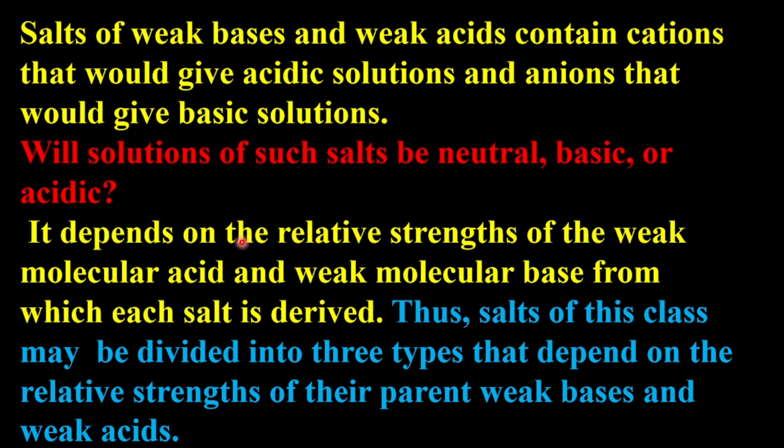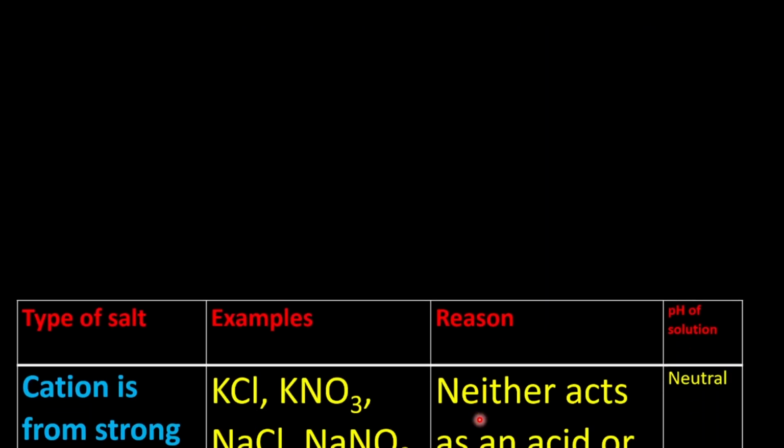It says that it depends on the relative strength of the weak molecular acid and weak molecular base from which each salt is derived. So it depends on the pair. So if you have a weak acid, if you have a weak base, how do you combine them to get the results? And that will determine whether it is neutral, basic, or acidic. So thus, salts of this class may be divided into 3 types that depend on the relative strength of the apparent weak bases and weak acids.